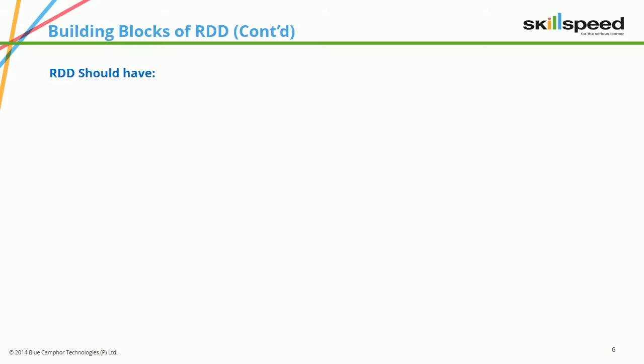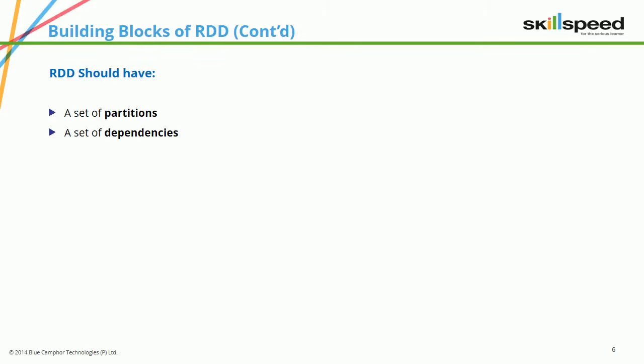Now an RDD must have a set of partitions. Like I explained in the last lesson, every RDD has some data, and this data will be partitioned into small chunks, and this is called a partition. An RDD should also have a set of dependencies. The whole operation of Spark happens through DAG, or the directed acyclic graph. So there has to be a lot of dependencies between RDDs.